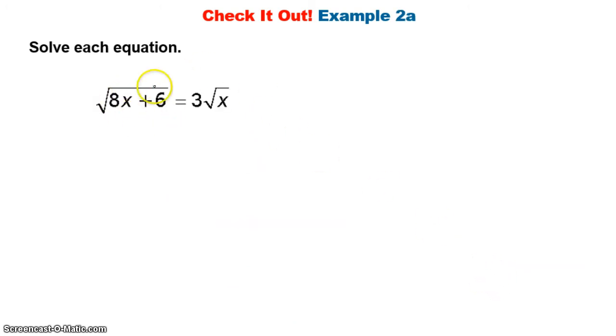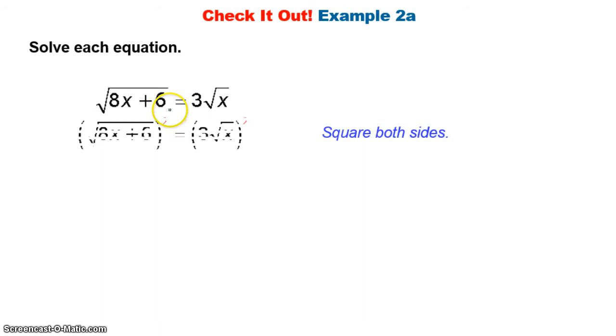Alright, I'll do one more with you. This one is a little bit more different from the first one and the second one in the fact that now we have a radical on both sides. So in this case, we're not going to move anything around. We're just going to go ahead and move to squaring them both. So if we do that, that will get rid of our radical over here.